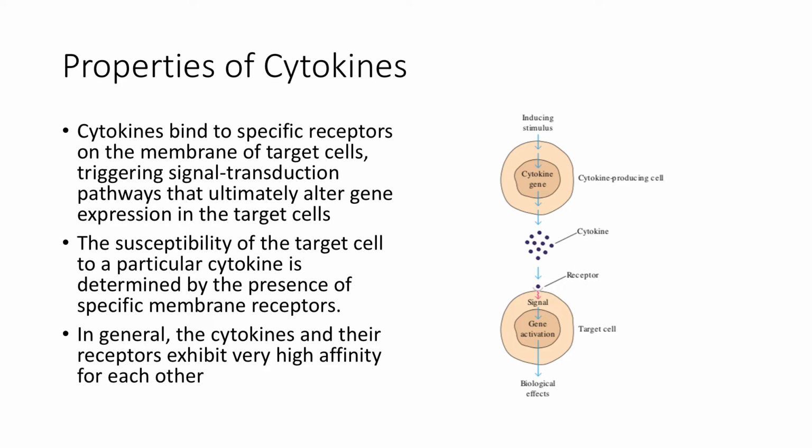This is the cell which is going to produce the cytokine after a stimulus. Once the cytokines are produced, they bind to their specific receptors. There are small receptors present on the cell membrane where these cytokines bind specifically, and that way they facilitate a target cell to release the effective response. In general, the cytokines and their receptors exhibit very high affinity with each other.